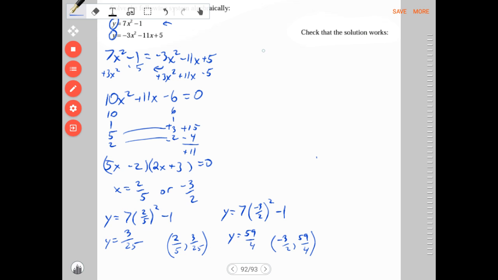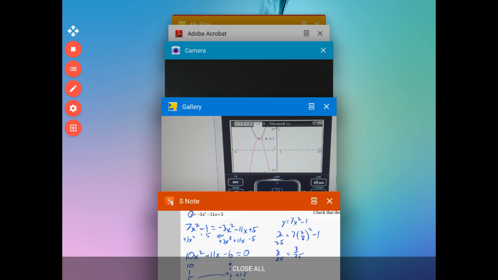All right, so the first equation, y equals 7x squared minus 1. If we use the first solution, y is 3 over 25 equals 7 times 2/5 squared minus 1. Typing that in on your calculator, that equals 3/25. So that part looks good.